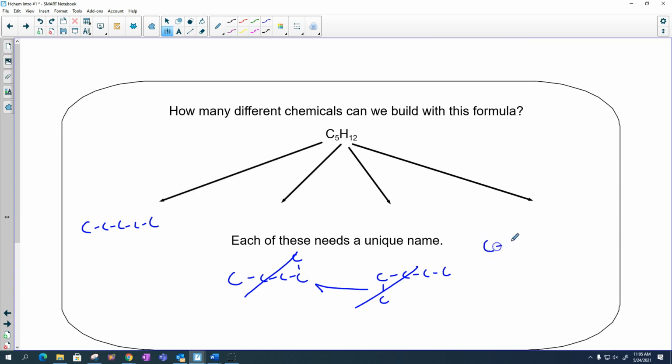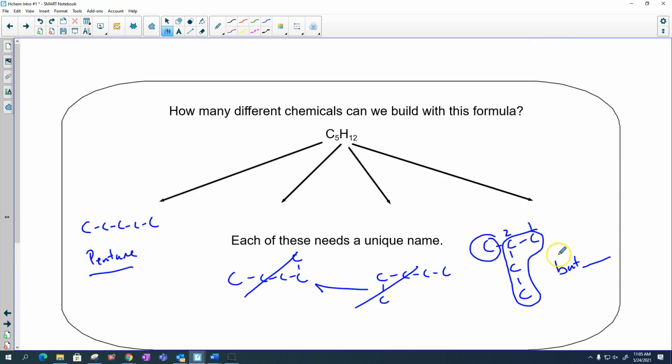What else we got here? We could do 1, 2, 3, 4, 5. Now that's different. Our longest continuous chain here is only 4 carbons. So this name would be pentane, but this one would not be pentane because it's only got 4 carbons. It would start with a but-, and it would be a little bit different name. We would have to tell them the longest continuous chain is 4 carbons, and then we have another guy hanging off here on the second carbon. So we'll get to that momentarily here.